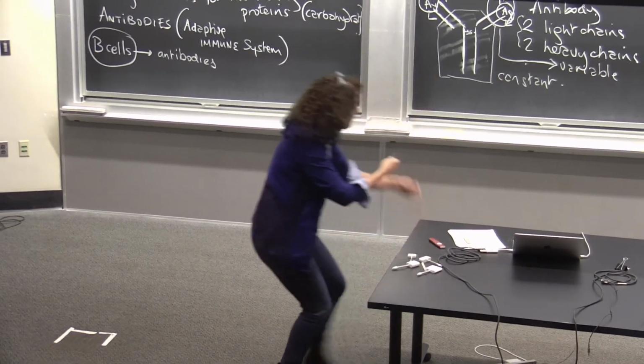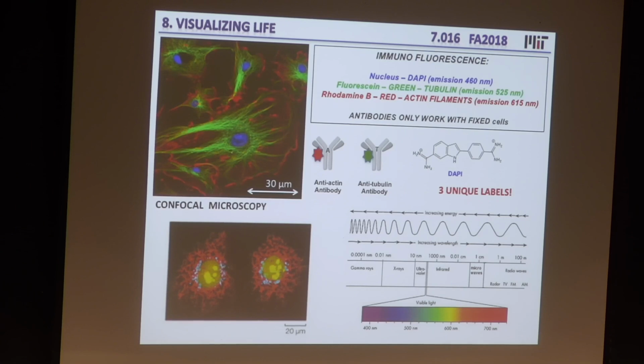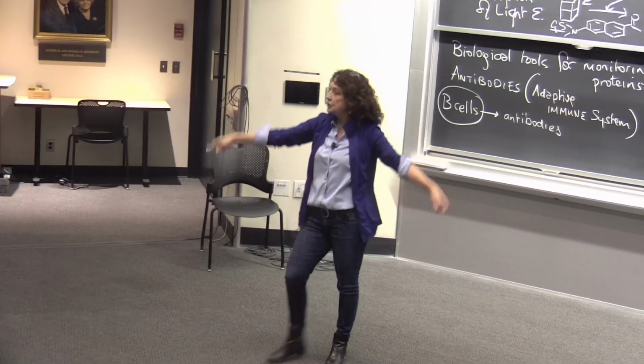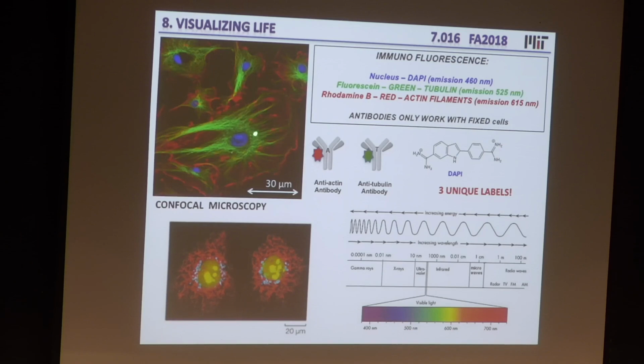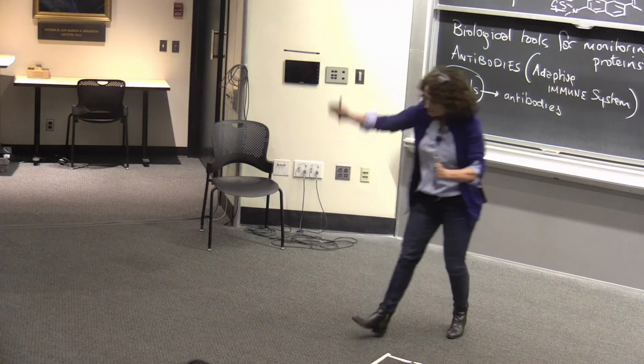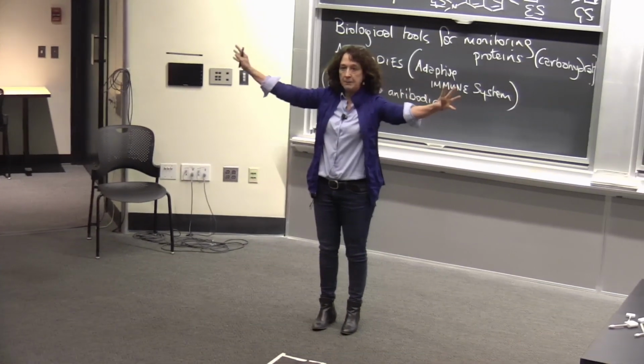And you see here, what you've got is an anti-actin antibody with a red dye, and you can see that at the perimeters of the cells. You've got an anti-tubulin antibody with a green dye, and you can see the filamentous structure there. And then you've got DAPI staining bright blue where the nuclei are. So you have three unique labels that fluoresce at different wavelengths, and you can directly pinpoint things.